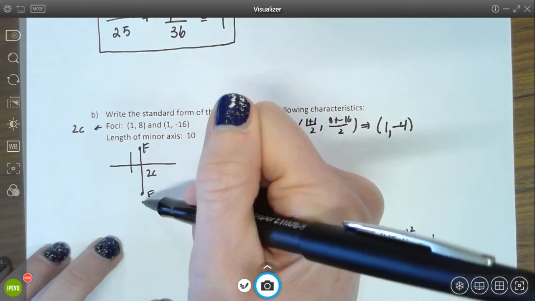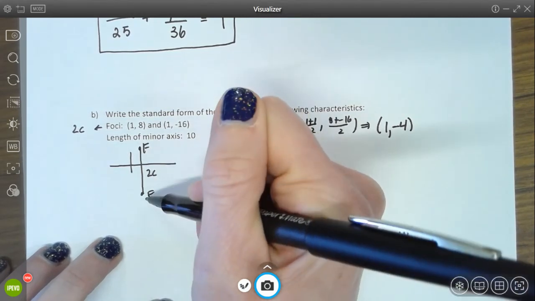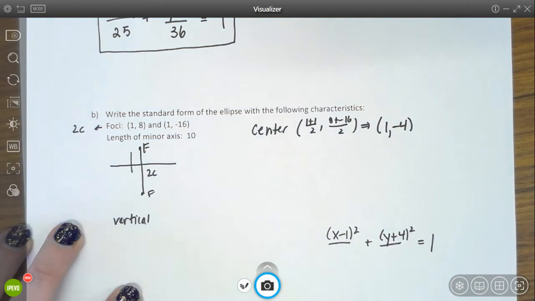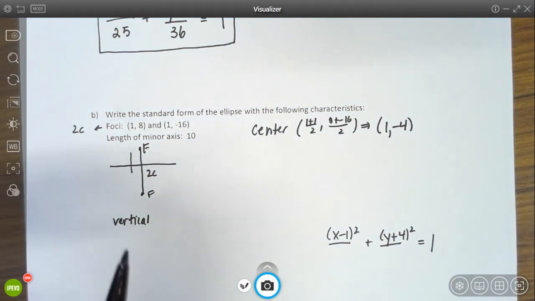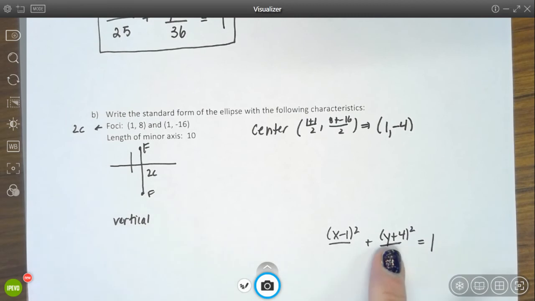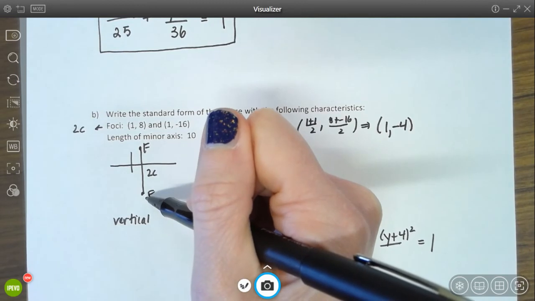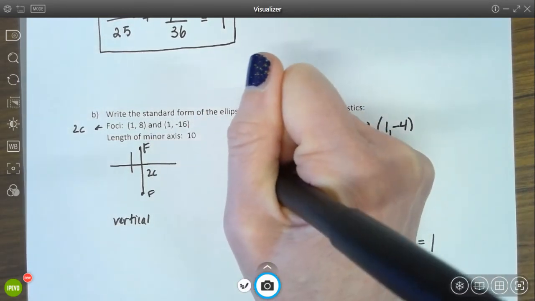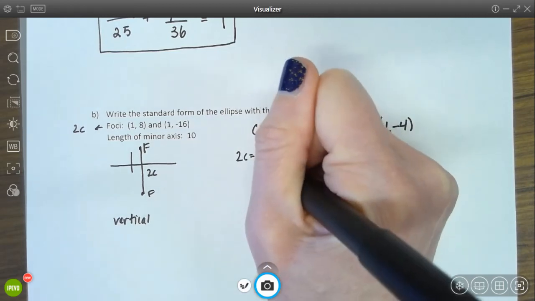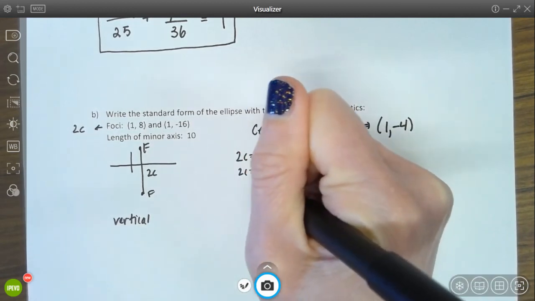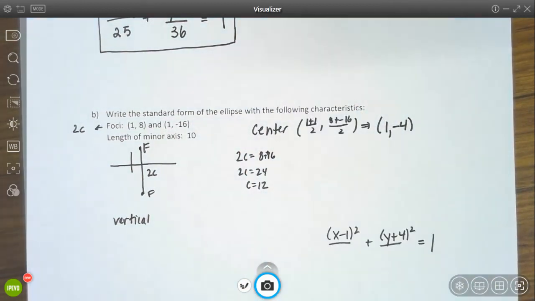So if I'm moving up and down from focus to focus, and it's a vertical line, that means my major axis is also vertical. So when I'm looking at this, I'm adjusting the y coordinates, and my a squared value, when I find it, is going to go with my y coordinate, because a and c always move in the same direction. All right, so we're going to find 2c. To find 2c, we take the distance between those two focus points, using my y coordinates. So 2c is going to be 8 minus negative 16. So 8 plus 16 would be 24. And so c would be 12.